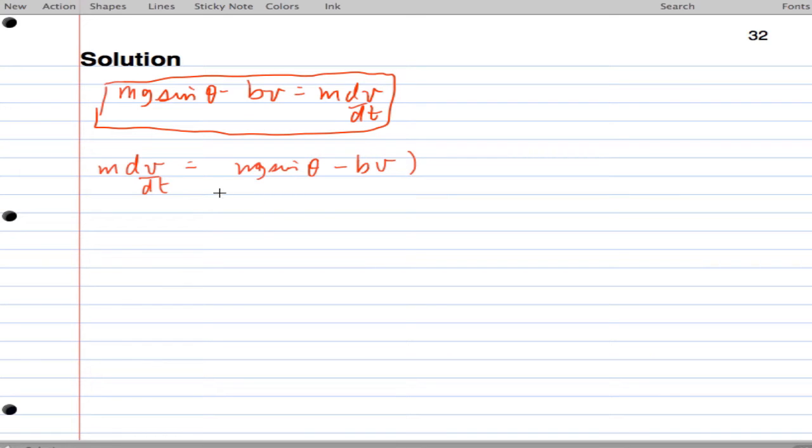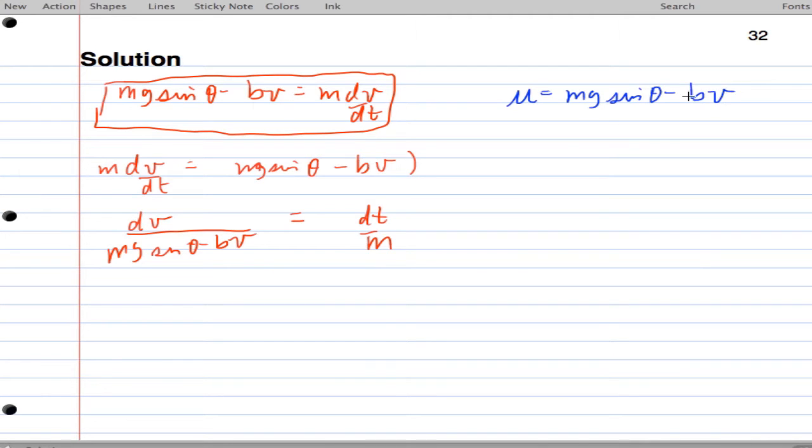So what we want to do is get this thing solvable. That means I'm going to get dv over (mg sine theta minus bv) equals dt over m. And now I'm going to do a substitution. I'm going to do u equals mg sine theta minus bv. And I'm going to end up getting du equals negative b dv.